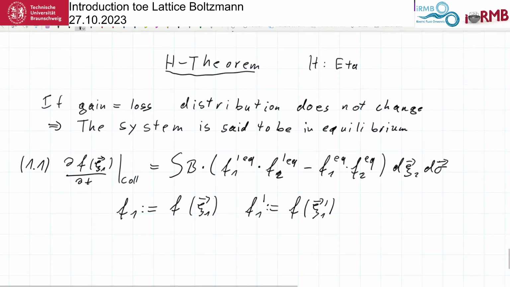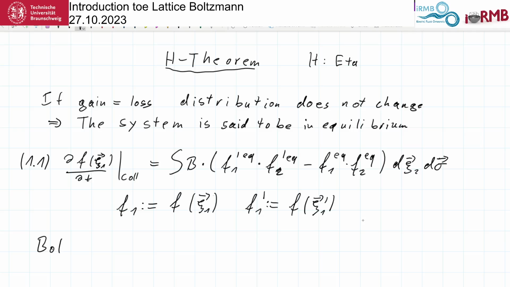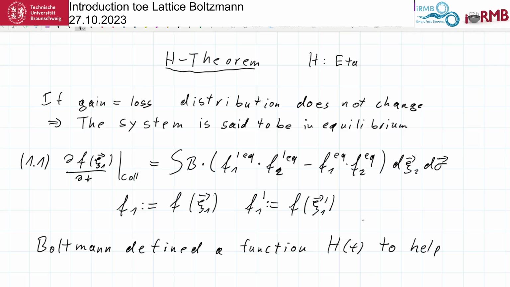Now Boltzmann defined a function eta. It's absolutely not clear how he came about this, but he just did so. He defined the function eta to help him identify the equilibrium.